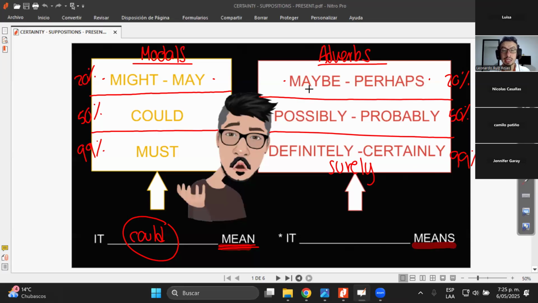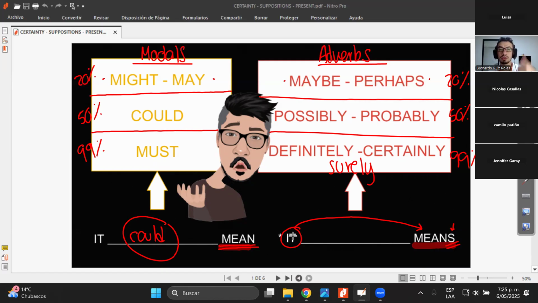Take into account that when I use adverbs, the verb is going to be conjugated. So in that case, it means, porque el sujeto es it. O sea, la situación o la señal significa, pero como no está después de un modal, sino después de un adverbio, ahí tiene que ir conjugado el verbo. Ya no será mean, como después del modal, sino means después de un adverbio.